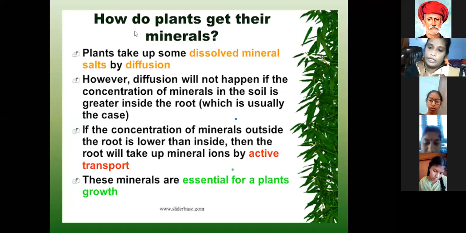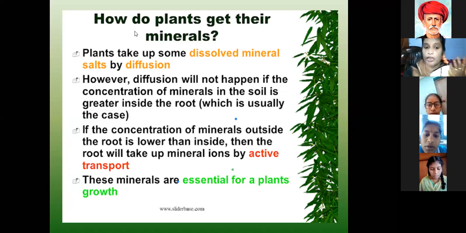But in previous classes also, all living organisms, so many different kinds of organisms are there: unicellular organisms, multicellular organisms, the animal kingdom and human beings, how they transport.